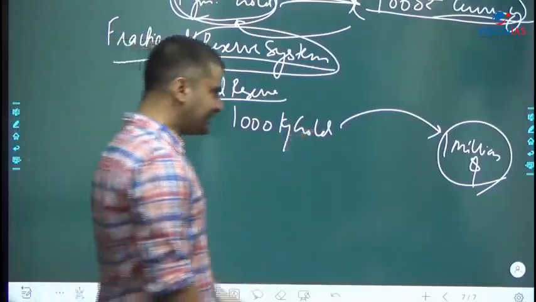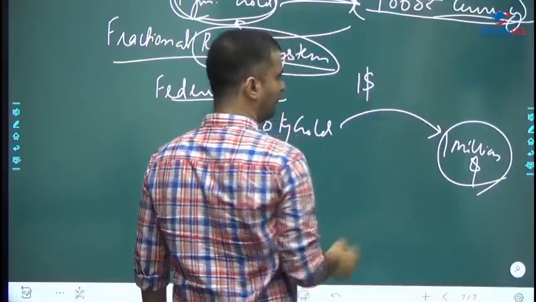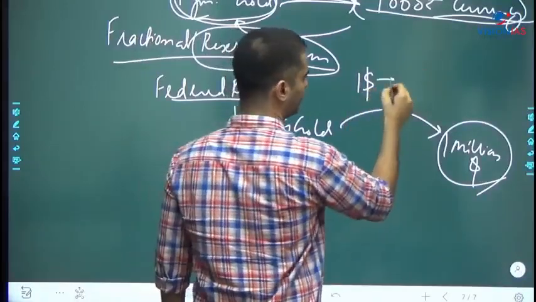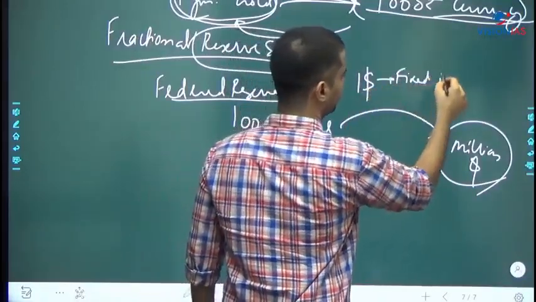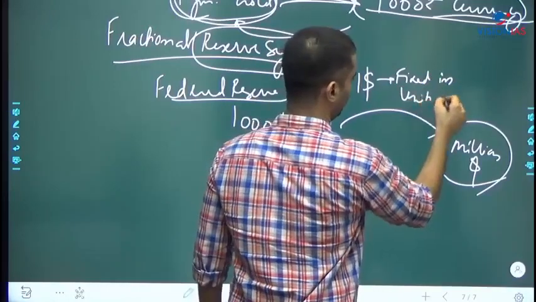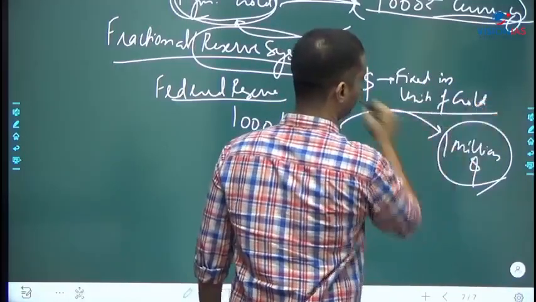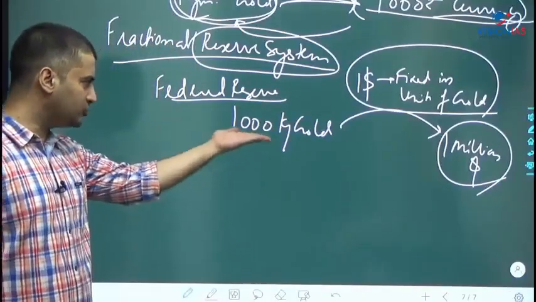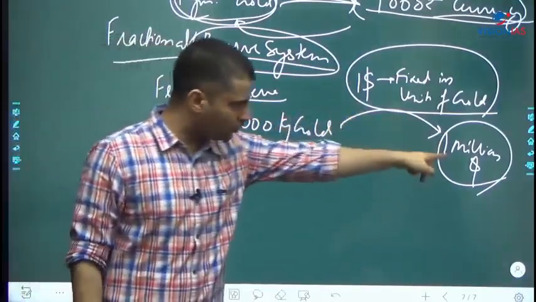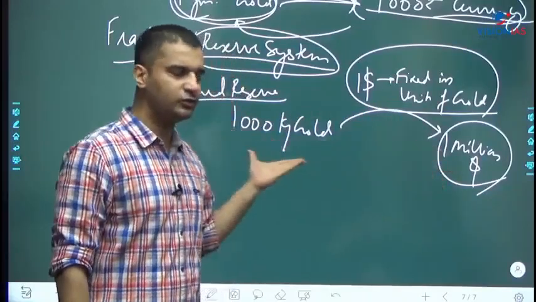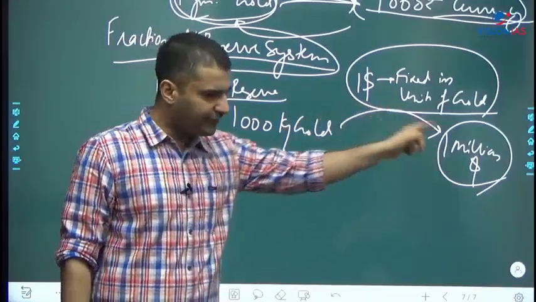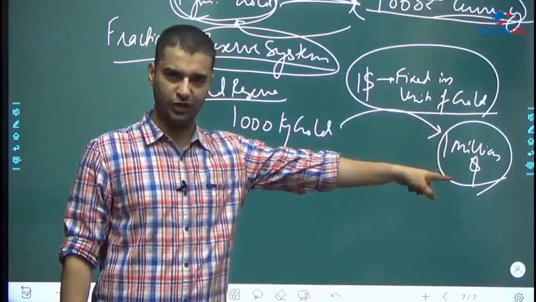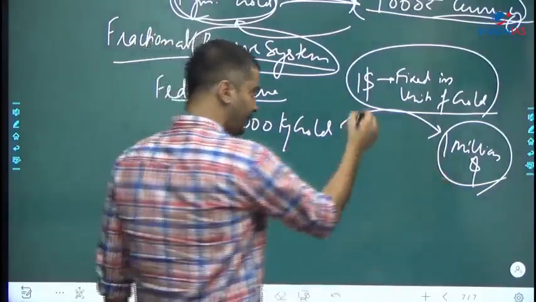The price of $1 was fixed in units of gold. $1 price was fixed in units of gold. 1000 kg of gold है, against that a fixed amount of currency would be injected into the economy. Fixed amount based on a price of gold.